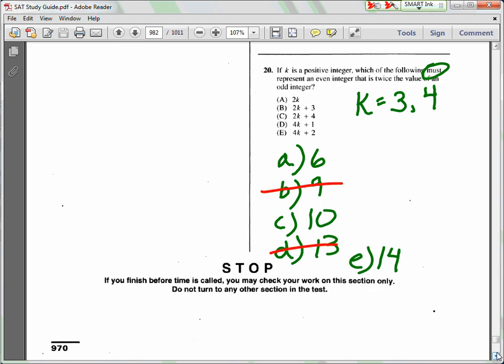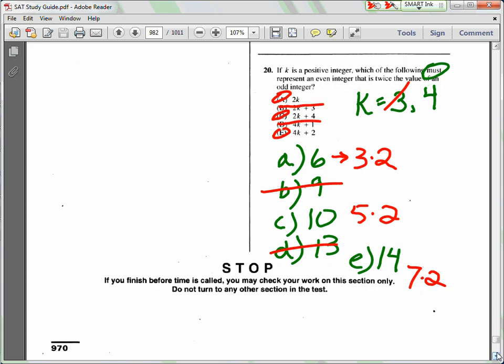That is twice the value of an odd integer. Okay, so this works because this is 3 times 2. This works because this is 5 times 2. This also works because it's 7 times 2. So that was informative, but we need to move on and plug in a different number to gather more information. So let's see what happens when we plug in 4, and let's only do it with A, C, and E, since these are the only ones left.